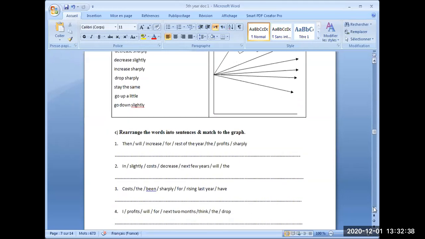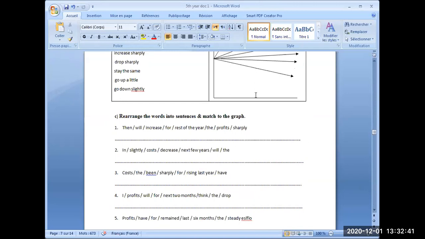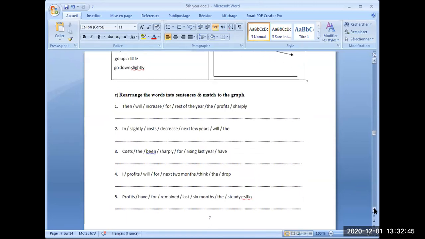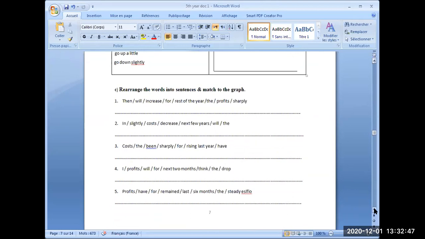It's an interesting exercise for you, the one we have already done together. Okay, rearrange the words into sentences and match the graph. So if you give me suggestions, they are very simple.